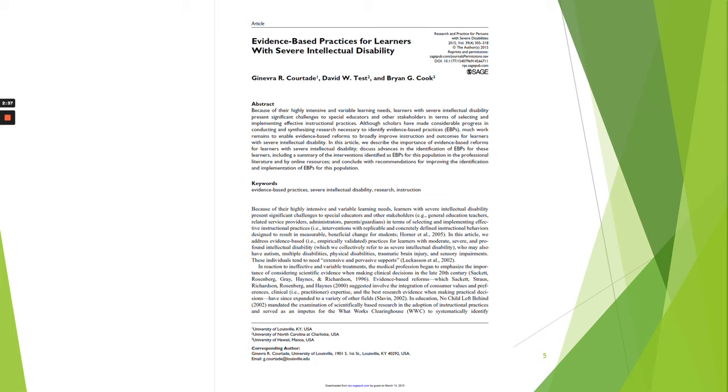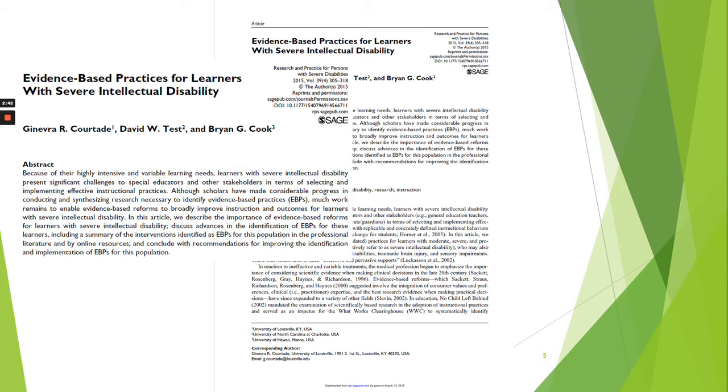Here's a research article from the journal, Research and Practice for Persons with Severe Disabilities. Always start by reading the title, which is Evidence-Based Practices for Learners with Severe Intellectual Disability. What does this title tell me? Well, it tells me what the central focus is, and that is evidence-based practices, or EBPs. It also tells me who the research was focused on, or the population, and in this case it is learners with severe intellectual disability. Next, I read the abstract.